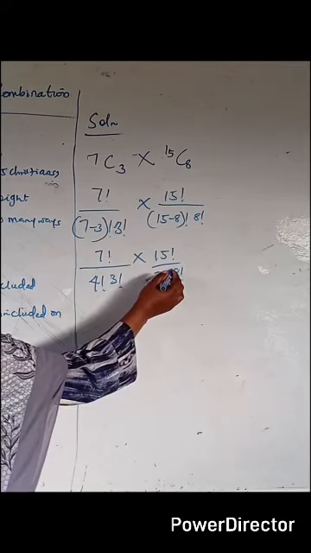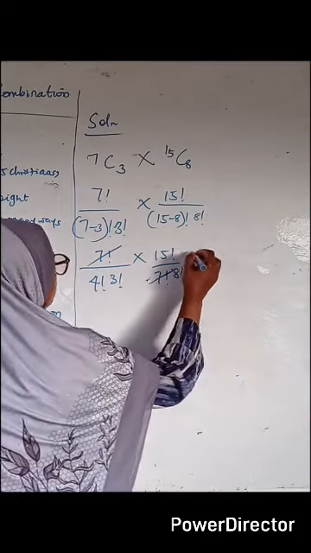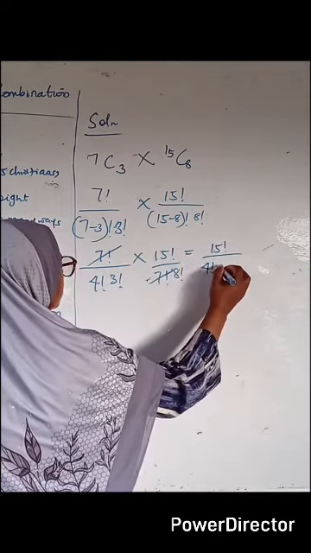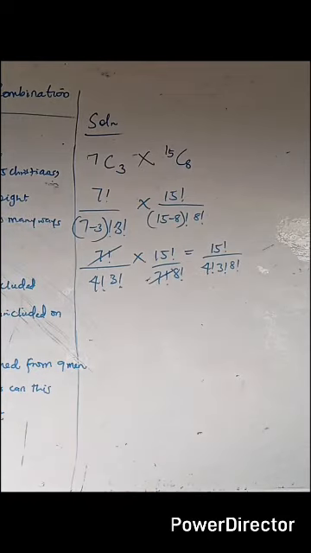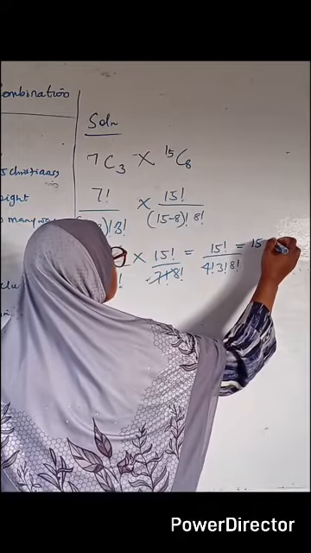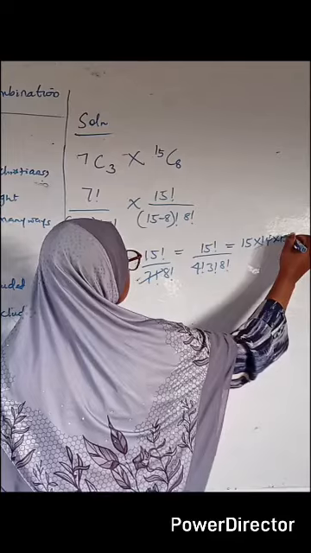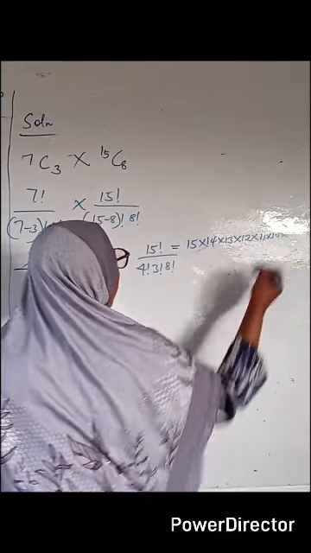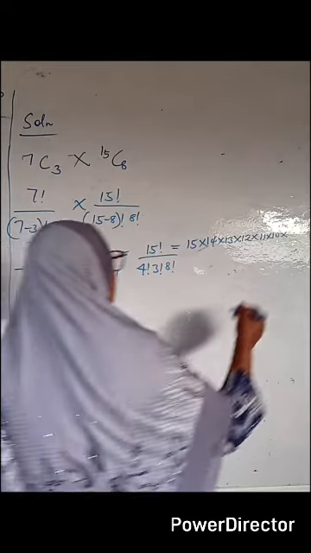Factorial. So 7 factorial will cancel 7 factorial, right? This one, you are left with 15 factorial over 4 factorial, 3 factorial, 8 factorial. So with this, you can say that you have 15 times 14 times 13 times 12 times 11 times 10. You can use your calculator for further simplification instead of trying to go through this stress.